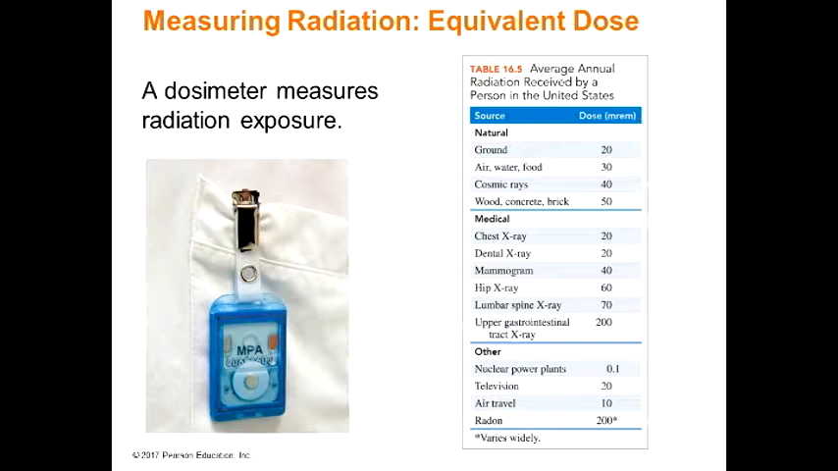A dosimeter, real cool name, right? Some will say dosimeter, depending on how you pronounce things. It measures radioactive exposure. If you've been around, you've probably seen people who work in NMR, MRI, and CAT scan areas wear badges like this. They'll wear these types of tags in other areas as well. And here, the average annual radiation received by a person in the United States is shown. There's a large amount of natural radiation.